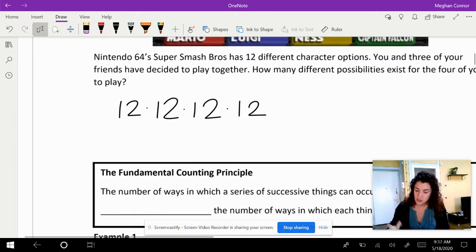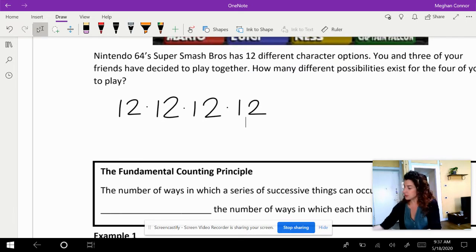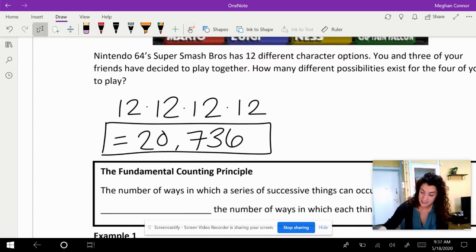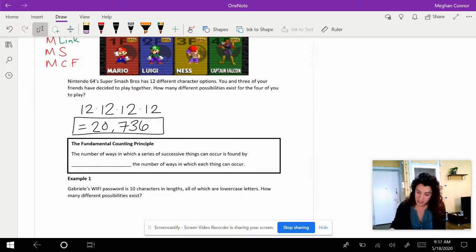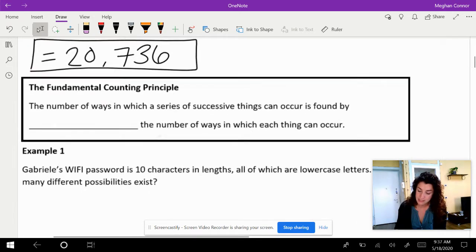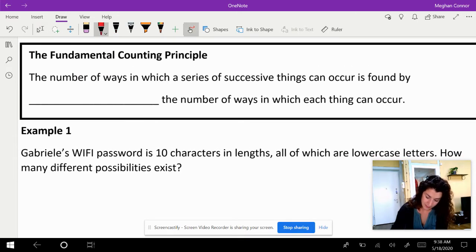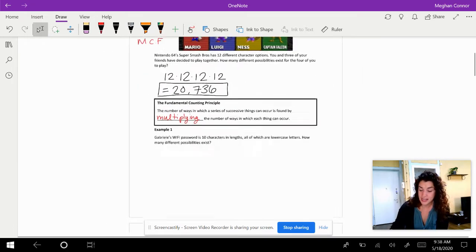So that is good. So 12 times 12 times 12 times 12 is 144 times 144, which is 20,736 possibilities. That is a lot of possibilities. So the fundamental counting principle is the number of ways in which a series of successive things can occur is found by multiplying the number of ways in which each thing can occur.